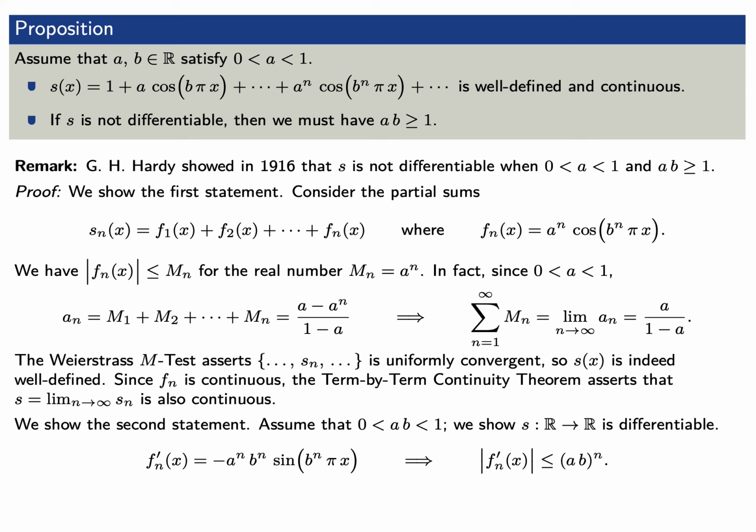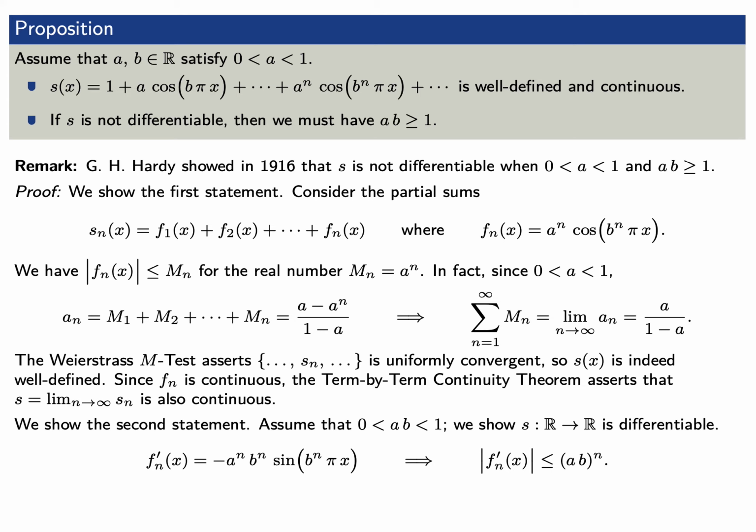Finally, let's show the second statement. Let's assume, moreover, that a times b is between 0 and 1. We'll show that our S is differentiable. This means that by considering the contrapositive, if S is not differentiable, then a times b must be greater than or equal to 1. Indeed, let's consider fn prime of x.